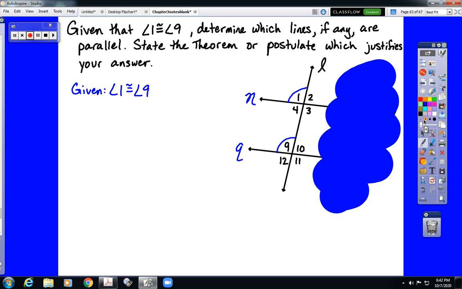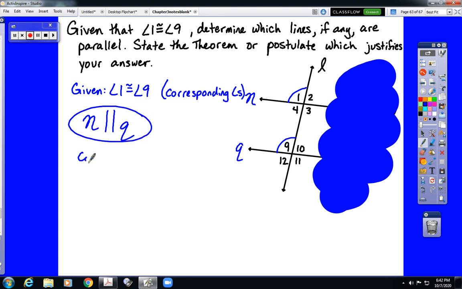So we look at angles 1 and 9 and we decide what kind of angles they are. In this case, they are corresponding. So since they are corresponding, that means that if they are congruent, the lines that they lie on, which are lines N and Q, must be parallel by the converse of the corresponding angle postulate.